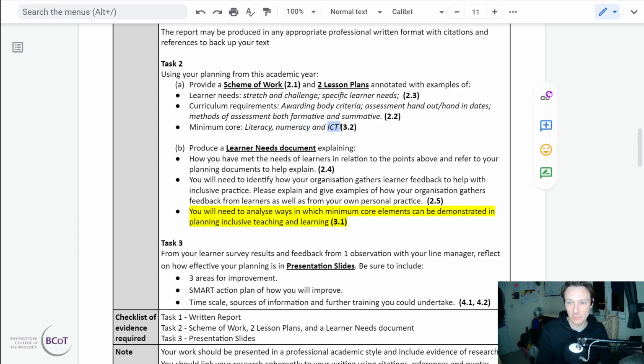And ICT, or digital as it's now more commonly referred to as. Are they using a blog, a website, Google search? Are they using virtual reality? Are they using digital simulations, using software? Are they using any digital tools at all in your scheme of work and 2 lesson plans? And if they aren't, why aren't they?